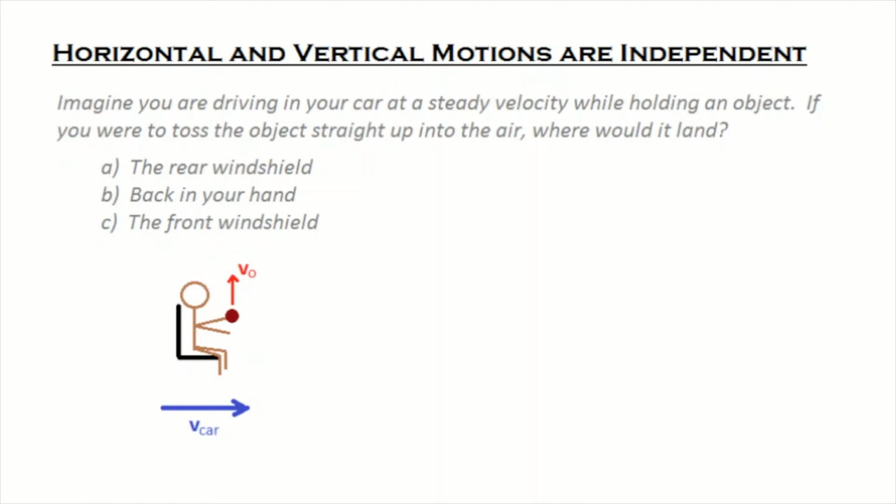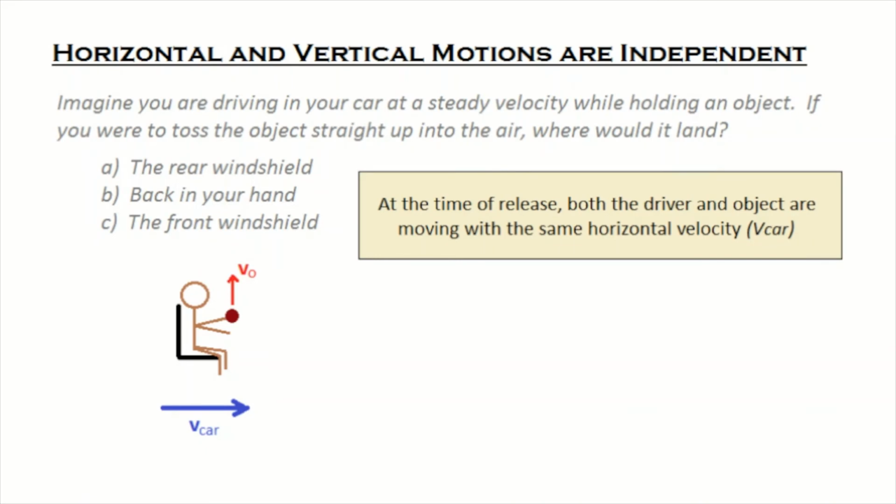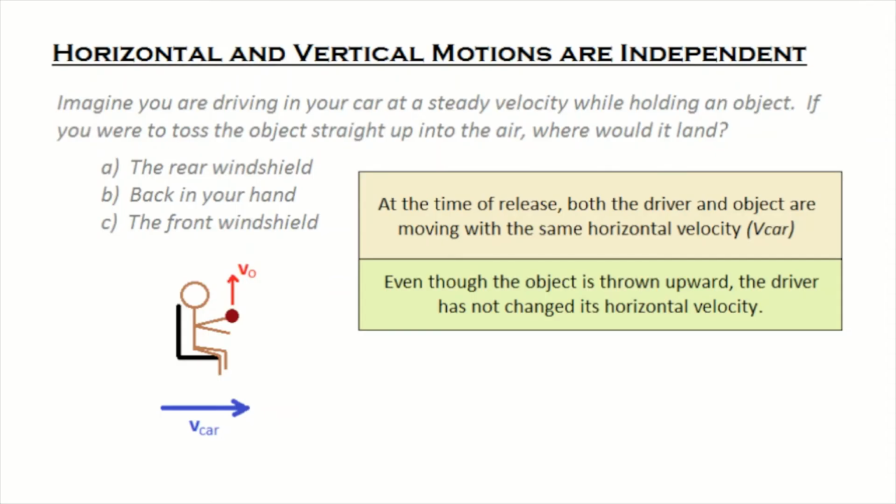Let's talk through it. A couple key moments. First is at the time of release. Note that everything's connected. The ball, the person, the seat, the car, everything is moving to the right with the same velocity. I'm calling that V car. Even though the object is thrown upward, the driver did not put a forward force on the object or a backward force on it, so there's nothing that has been done to change the horizontal velocity of the object.